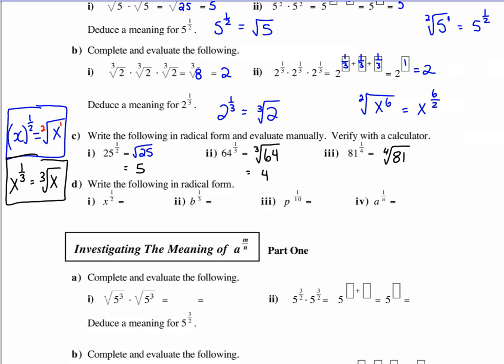4th root of 81, you don't need your calculators, guys, because it's square rooting it twice. Square root of 81 is 9. Square root of 9 is 3. So you actually don't need your calculator. You can do it in your head if you know your square roots. Do it twice. So let's go backwards.